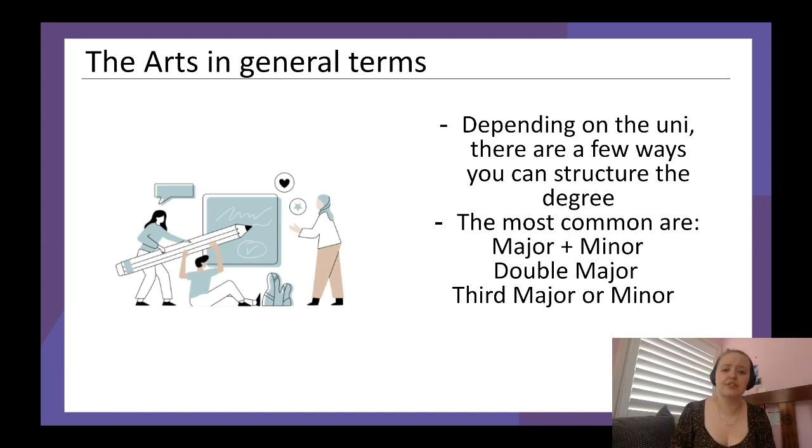There are also third major or minor options. You could pick a double major and then do a third major, or you can do a major and 2 minors. Again, it's different for each university, and those are more specialized cases, so they're not as common as the other 2. But definitely something to look into if you're looking for a really broad range of study. You want a little bit of a taste of everything.